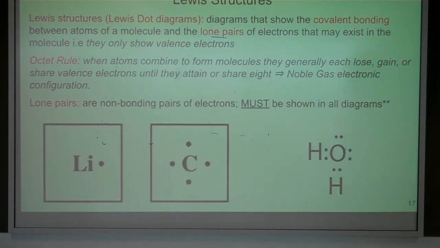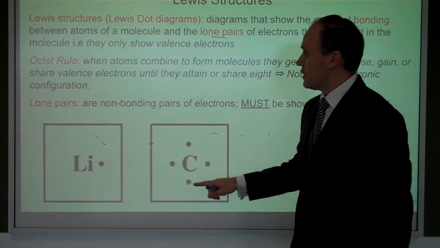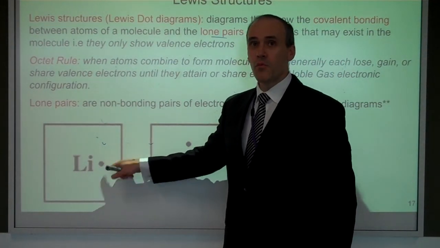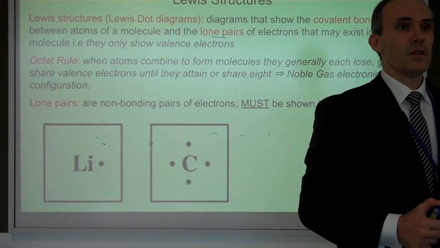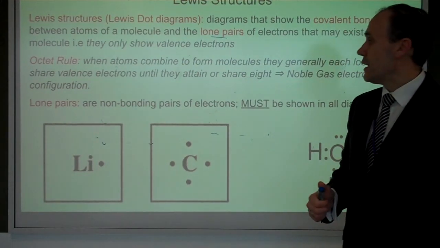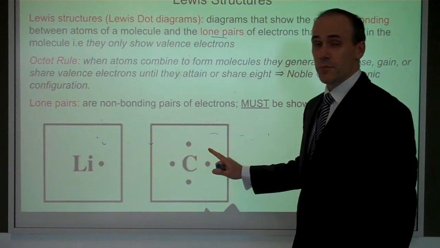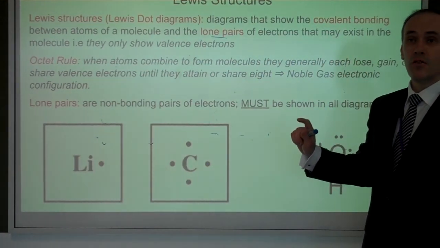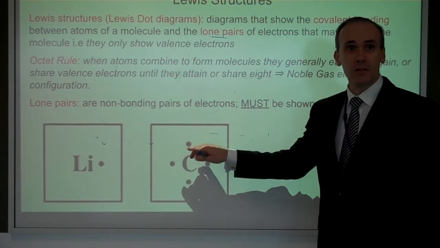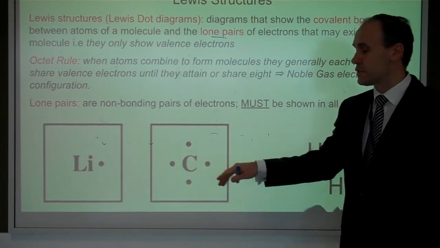So, listen up. A Lewis dot diagram is showing dots. Here is lithium. What group is lithium in? Group 1. It has how many valence electrons? 1. What group is carbon in? 4. It has 4 valence electrons. Very easy to draw single atoms.